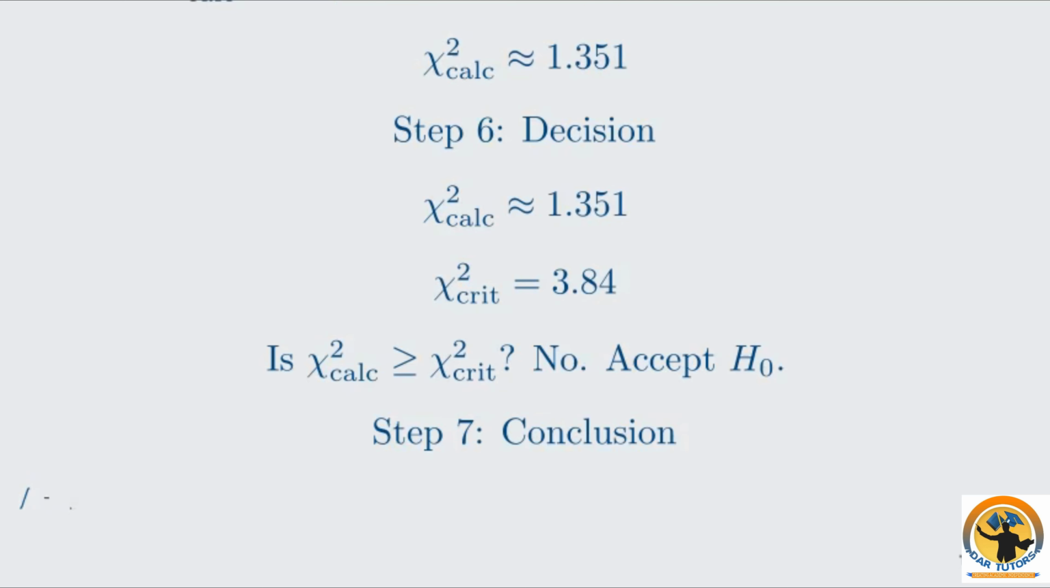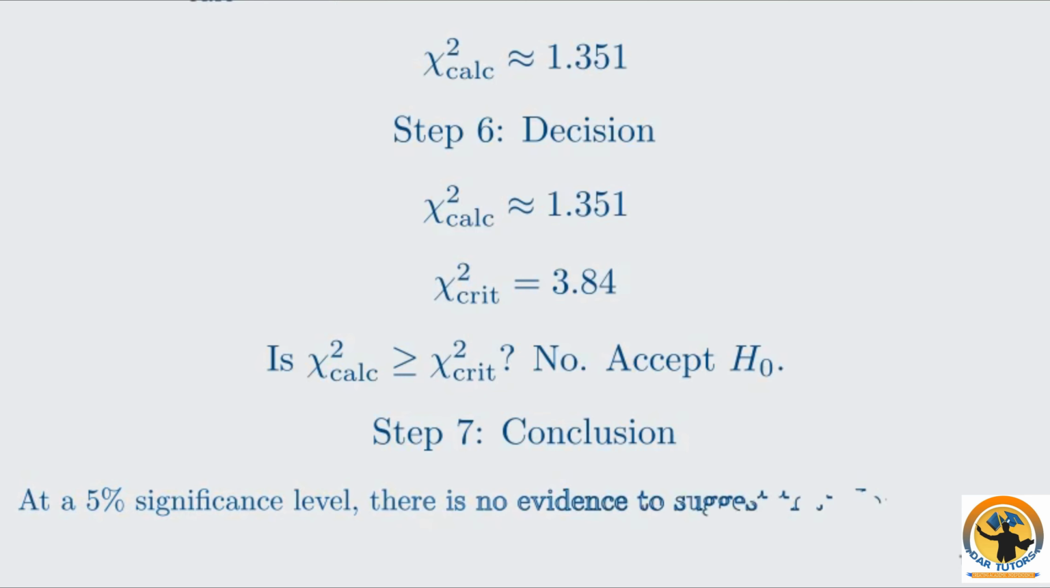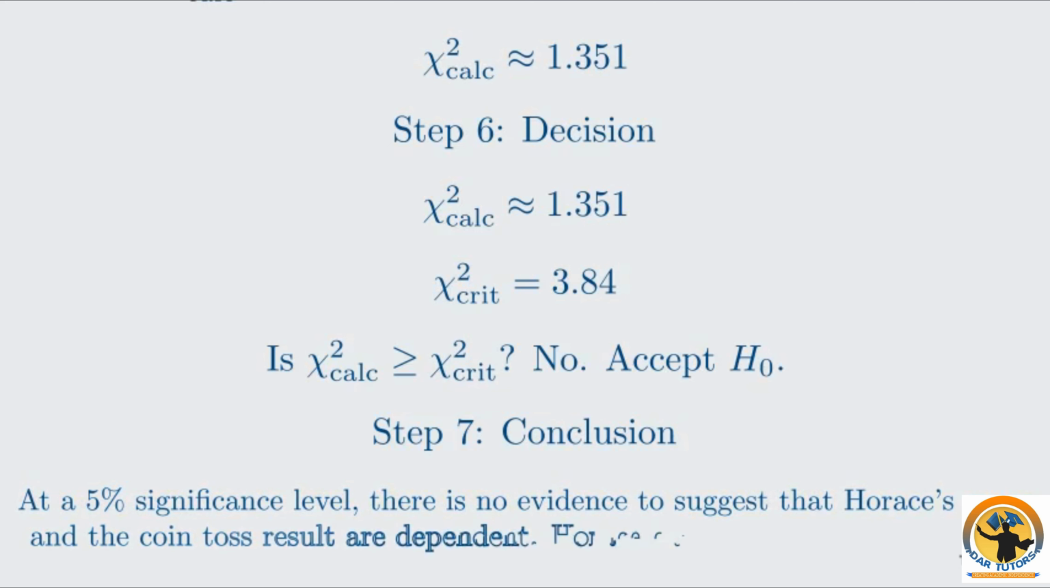Step 7. Conclusion. We conclude that there is not enough evidence to say that Horace's guess and the coin toss result are dependent. In other words, there is no evidence that Horace can predict coin tosses. His accuracy is consistent with random chance.